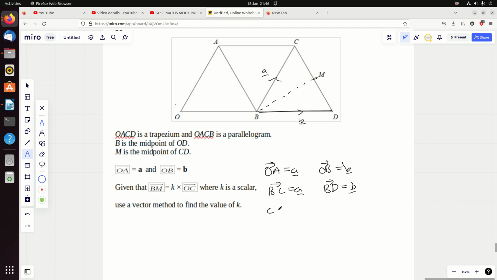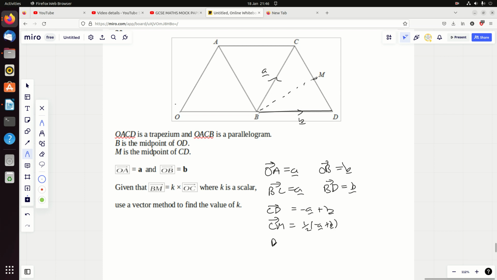And so what's CD? Well, CD is going to be minus A plus B. You pretty much always do that step in these questions. You probably notice that. And now I can write down what CM is. And the reason why I want to get from C to M is because then I can easily get from B to M. So CM is half of this.